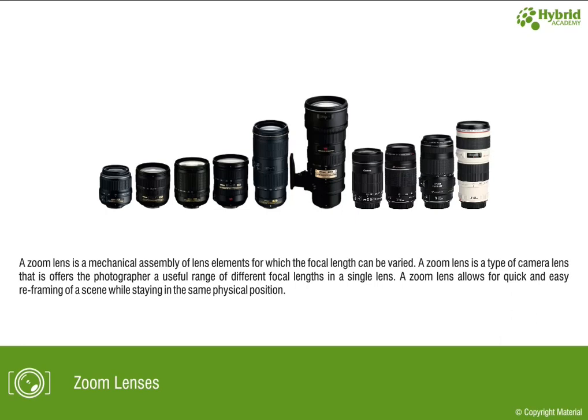Zoom lenses. So the first lens type is the zoom lens. As the name suggests, a zoom lens is a type of camera lens that offers the photographer a useful range of different focal lengths in a single lens. A zoom lens allows for a quick and easy reframing of a scene while staying in the same physical position.